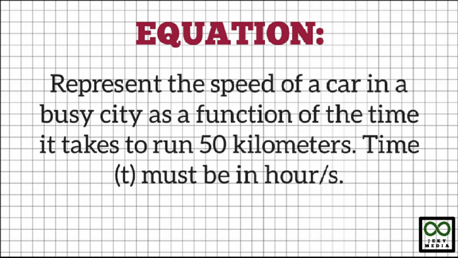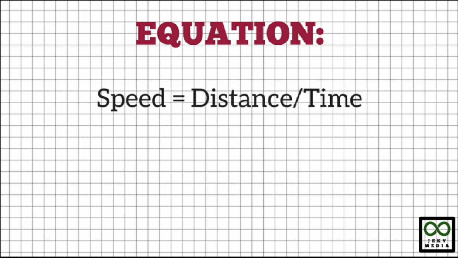Represent the speed of a car in a busy city as a function of the time it takes to run 50 kilometers. The time, t, must be an hour, or hours. In physics, we know the formula for speed. Speed equals distance over time. We can represent each element in an equation that only involves variables: s equals d over t, where s is the speed, d is the distance, and t the time it takes to attain the distance.